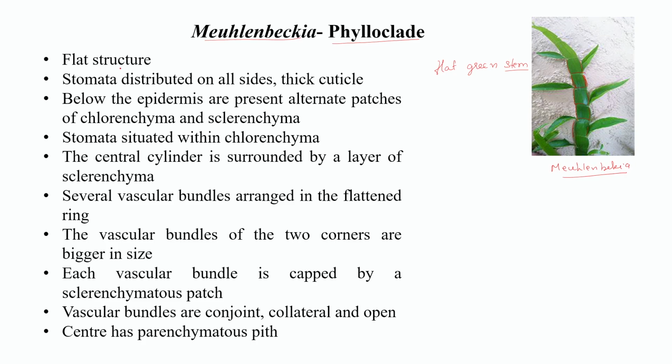Now, when we cut the transverse section of this plant, we will see that definitely it will have a thick cuticle. You will find stomata distributed on all sides. Since this is a flat stem, its thickness will not be very much. If you cut the transverse section like this, you will see a flat boundary.